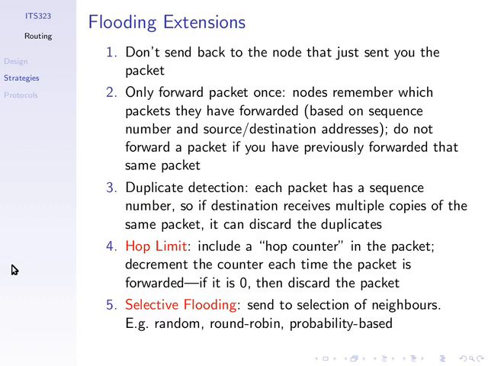Sequence number. So I think we've gone through all but one of these extensions. Only forward the packet once. Firstly, don't send back to the node that just sent the packet to you. That's the first rule. Only send the packet once. Detect duplicates using sequence numbers. That was the case we just went through. You may include a hop limit.